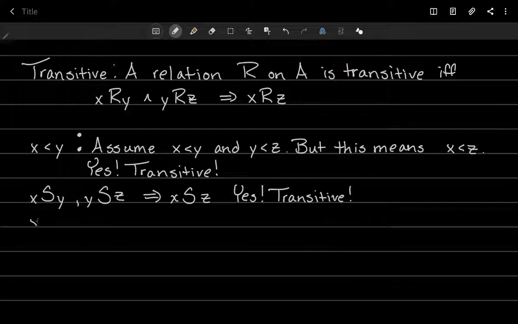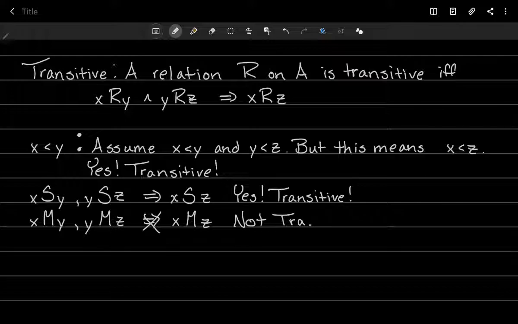But if you think about the mother relation, if x is y's mother and y is z's mother, that does not imply that x is z's mother, right? In fact, x is going to be z's grandmother. So this is a no. This one's not transitive.